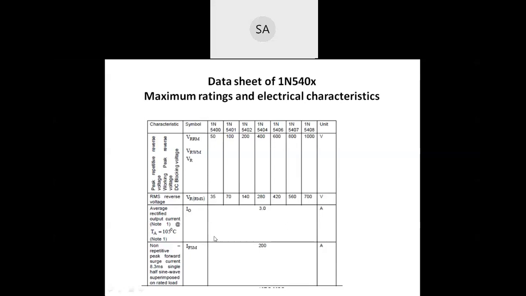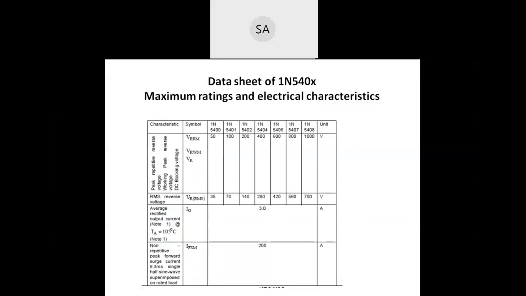And next one is average rectified output current at the temperature of 105 degrees centigrade. Whereas for IN4006, we have considered a temperature of 75 degrees centigrade only. So here it is 105 degrees centigrade, and this is a rating of 3 amperes. So this is the change in this one compared to the 400X series.